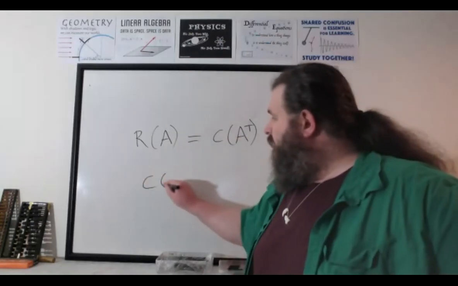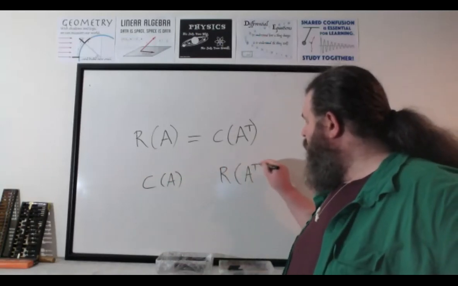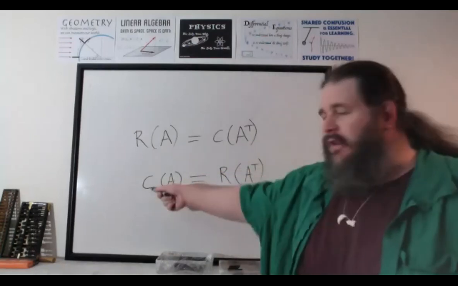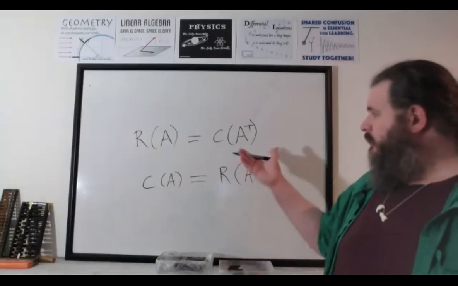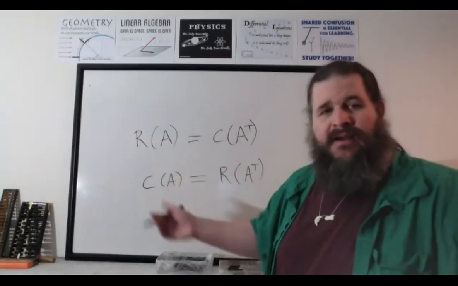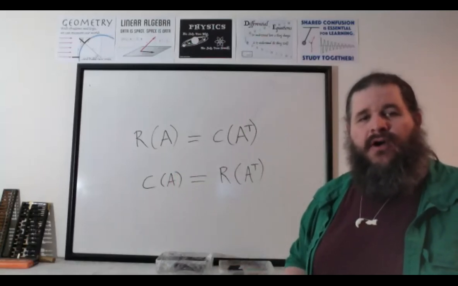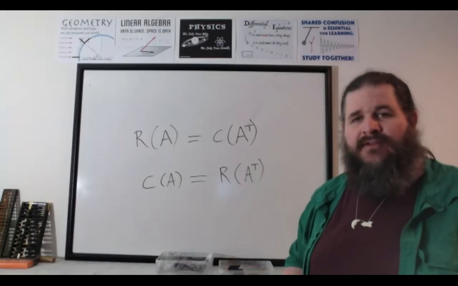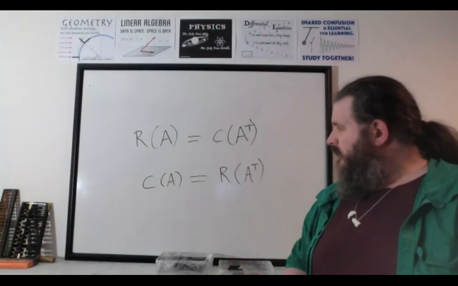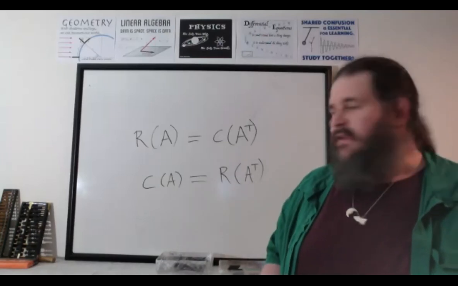Likewise, the column space of A and the row space of A transpose are also the same, because the rows of A transpose are the columns of A. So the linear combinations of A transpose as rows are the same as the linear combinations of A's columns. They're the same vectors, just turned sideways. So these are really just two different ways of writing the same thing, and you can find them in either way.